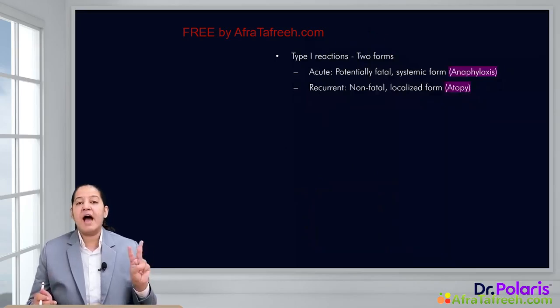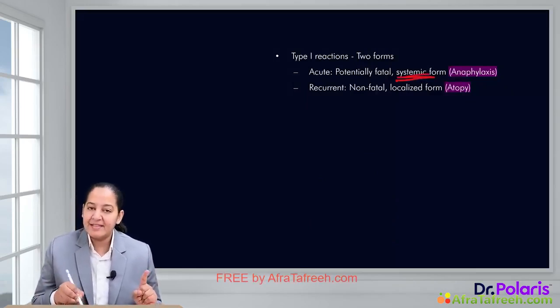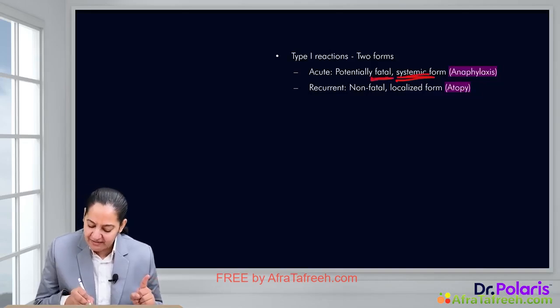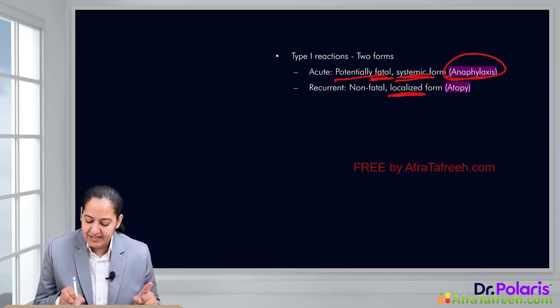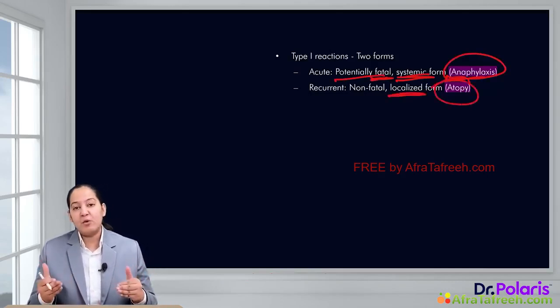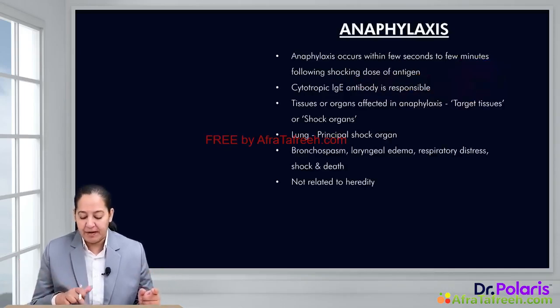So type 1 hypersensitivity is of two types, that is allergies are of two types. If the allergy is systemic, that is in complete body, it is very fatal, potentially fatal, it is known as anaphylaxis. And if it is localized, it is known as atopy. So systemic one is known as anaphylaxis and localized one is known as atopy. So let me discuss the two in detail.